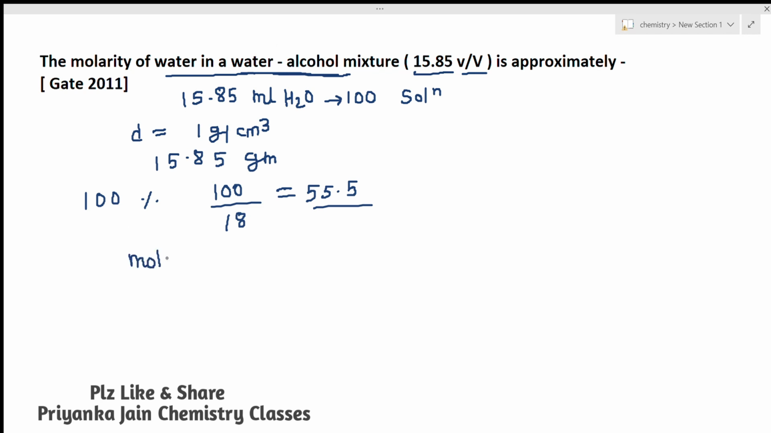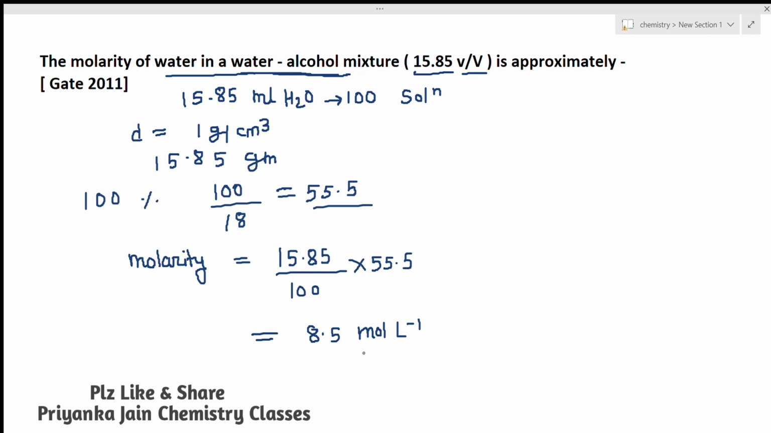So what you have to do? 15.85 divided by 100 and then multiply it with 55.5. So what you are getting now? 8.5 moles per liter. This will be your answer, right? Now see the next question.